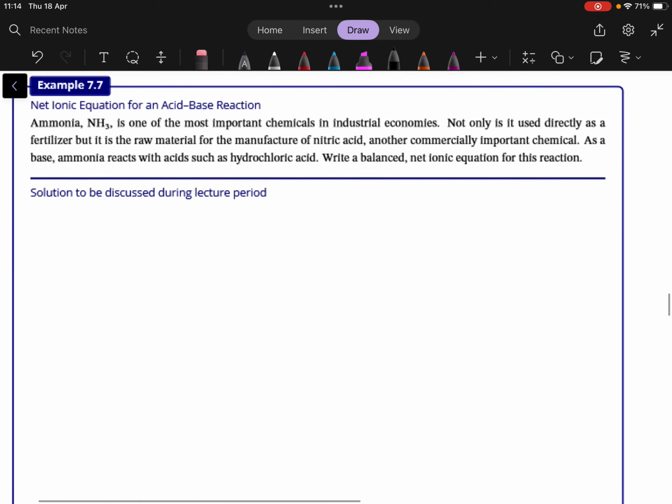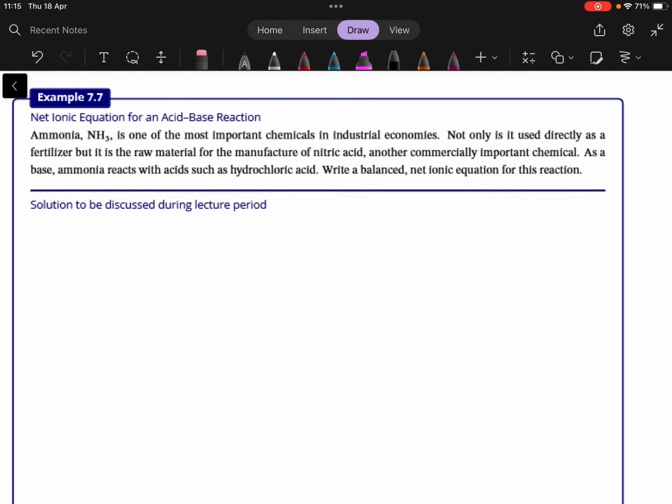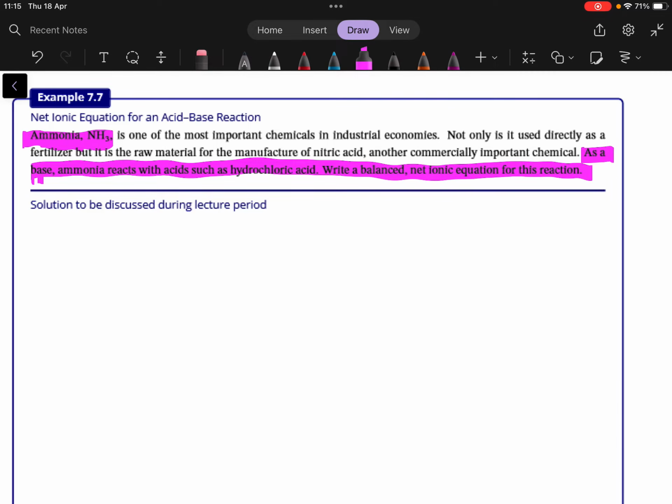Okay, so let's write the net ionic equation for an acid-base reaction. This question gives a lot of info. It says ammonia is one of the most important chemicals in industrial economies. Not only is it used directly as a fertilizer, but it is a raw material for the manufacture of nitric acid, another commercially important chemical. As a base, ammonia reacts with acids such as hydrochloric acid. Write a balanced net ionic equation for this reaction. So in other words, the question actually only starts here. Up until that point, it was only given some information regarding the question.